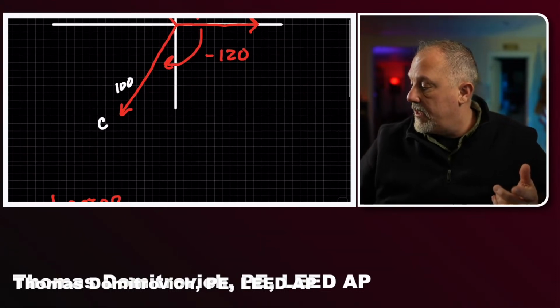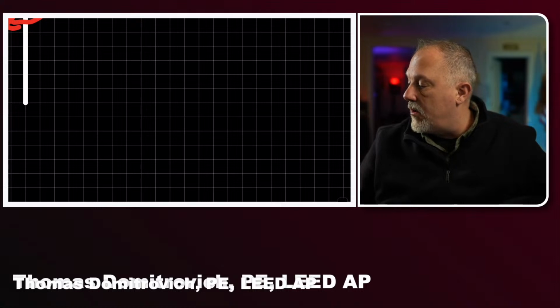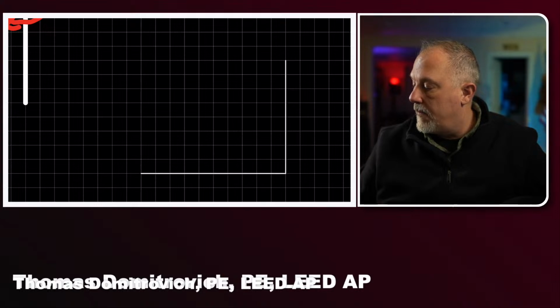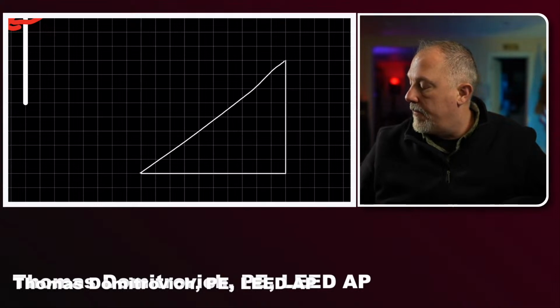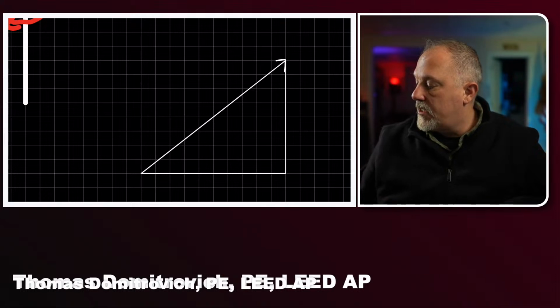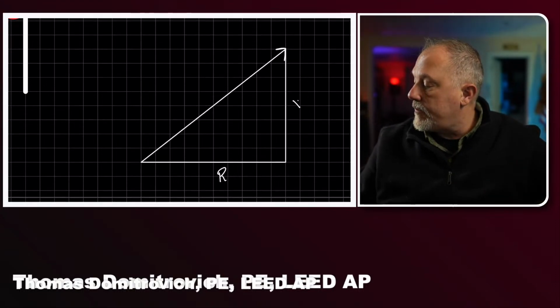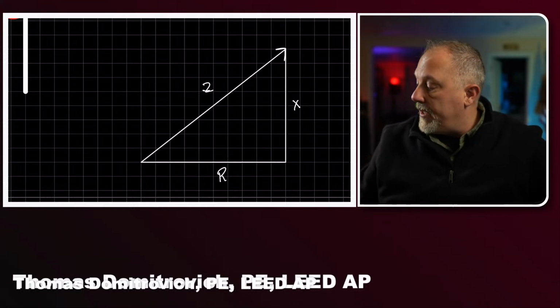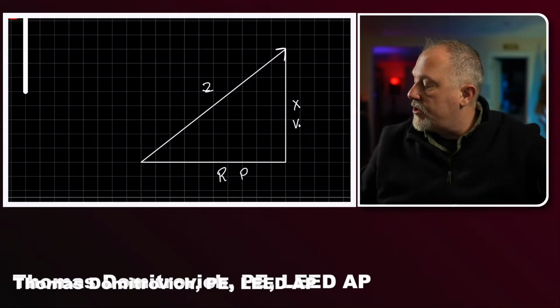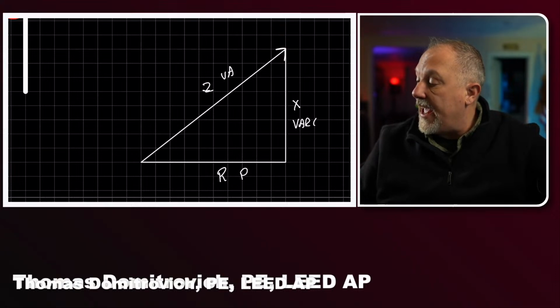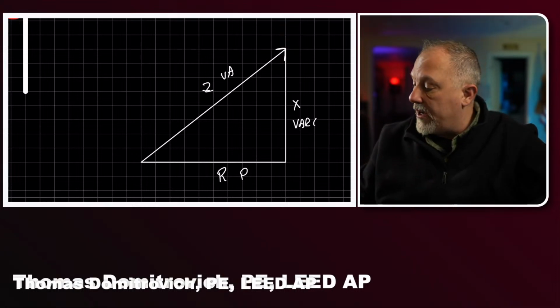Let's do this. I'm going to zoom in and draw a power triangle. So this is my R. My power triangle can be R, X, and Z, or it could be P for real power, VARs, and VA. So I use the same triangle for both.